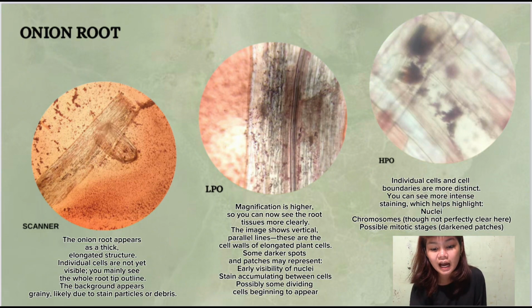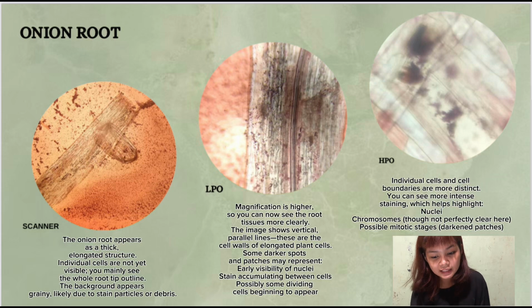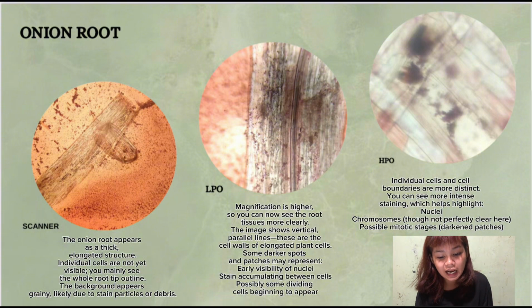Lastly, the high power objective normally allows us to see mitotic phases like prophase, metaphase, anaphase, and telophase. However, in our slide, the cells showed no distinct chromosome shapes or division patterns. Instead, the cells appeared lightly stained and uniform, with no signs of chromatin condensation. This means the cells were likely not actively dividing at the time the root was preserved.